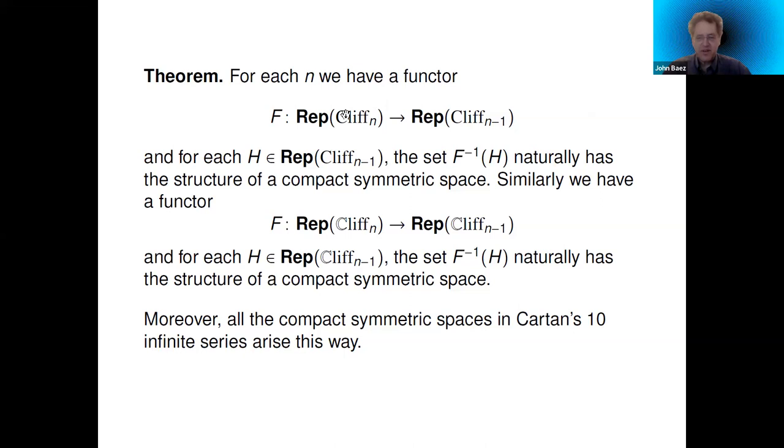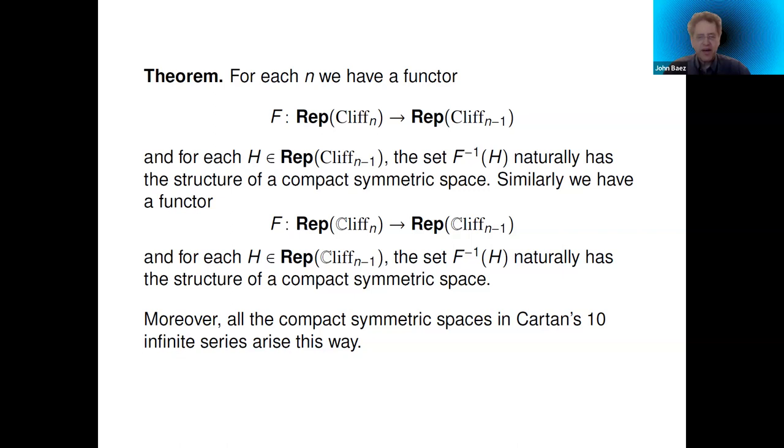So I'm looking at Clifford algebras, Cliff N, where you put in N square roots of negative one that anti-commute with each other. And so there are these forgetful functors: a representation of Cliff N gives you a representation of Cliff N minus one. So I'm trying to show how you get all of the compact symmetric spaces in Cartan's infinite families of compact symmetric spaces out of Clifford algebras.